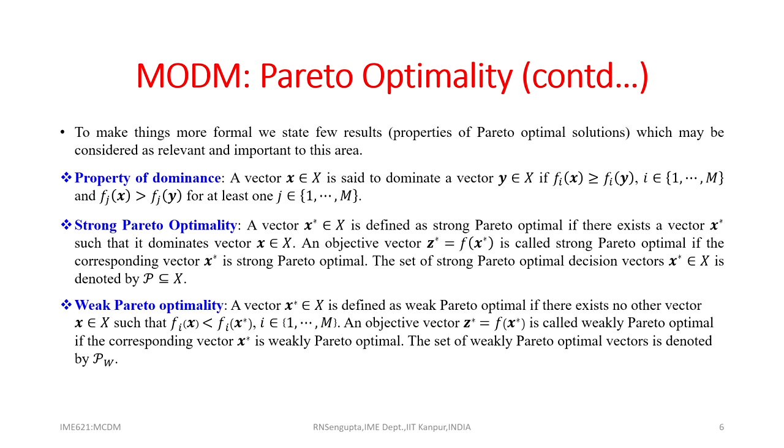To make things more formal, we state a few results which are basically the properties of Pareto optimal solutions, which may be considered relevant and important in this area. Now, when I am considering the concept of Pareto optimal solutions, I will draw the diagram using a different color. Let me draw the axes here. So there are two products, and I mention them as product one and product two. This P is not the price, it is product.